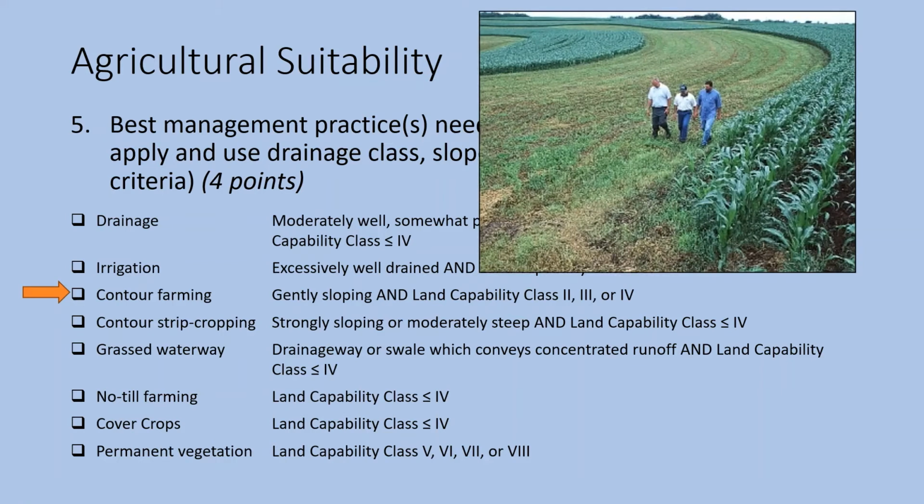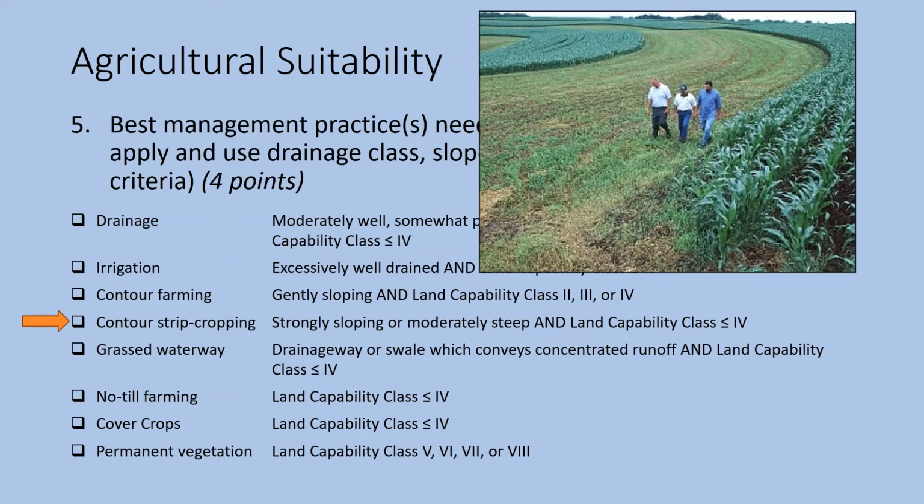Contour farming is when the crop rows are oriented so they follow the slope of the site. This is to help reduce erosion, rather than farming up and down and having rows that can allow soil to be moved quickly down slope. By farming across the slope, that helps slow erosion and loss of soil. So we'll use the contour farming practice on sites that are gently sloping and have a land capability class of 2, 3, or 4.